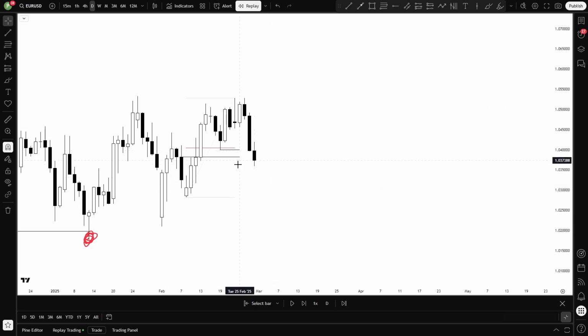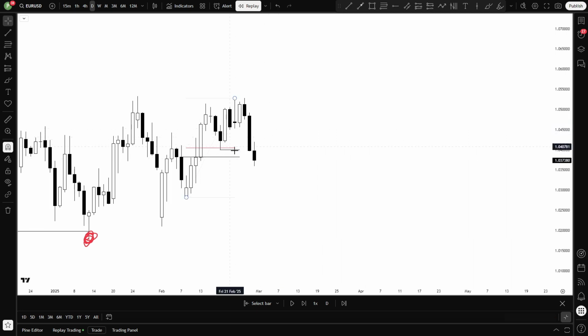Okay, so we went through the first layer, the directional bias layer, and within that layer we determined that our directional bias for Monday is bullish, with the drawn liquidity being higher. So our objective on Monday is going to be to look for trades only in the bullish direction.